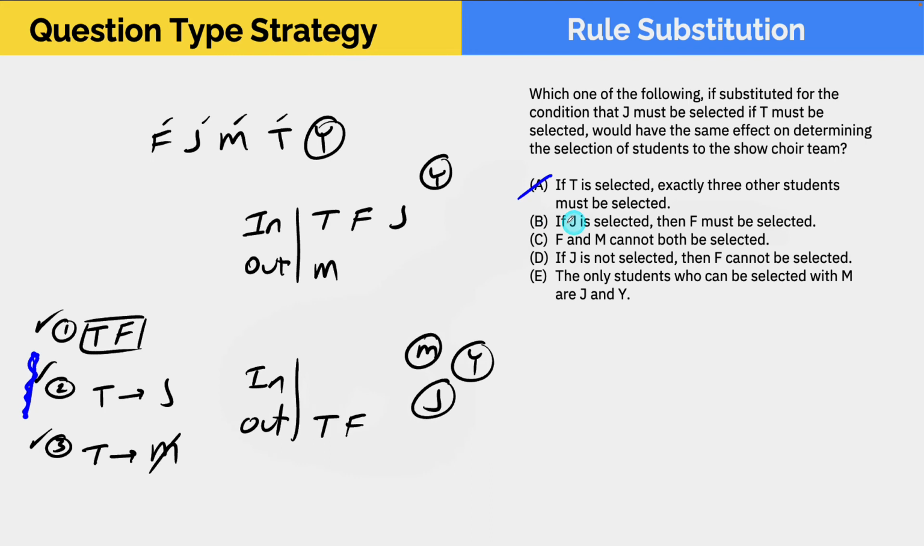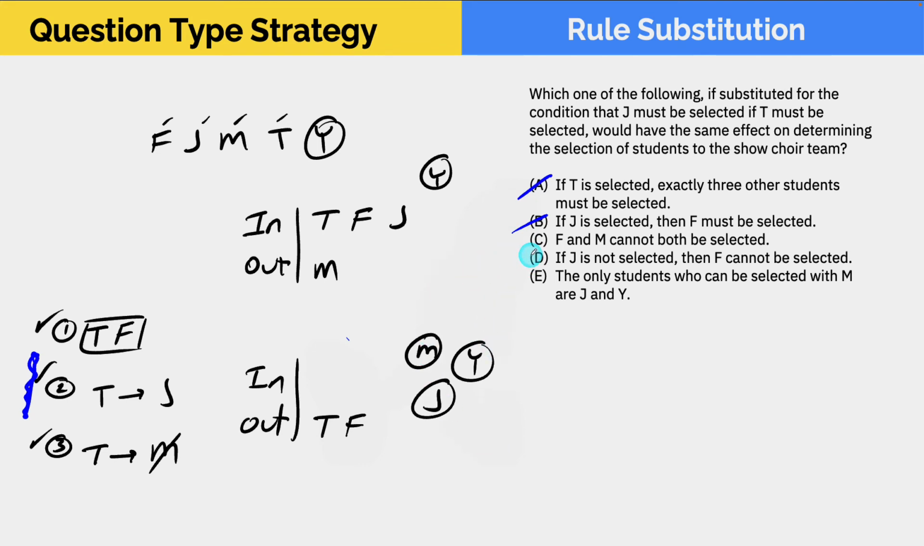Answer choice B says if J is selected, then F must be selected. But do you see how in the second world you could put J in and F out? So B is saying something that wasn't necessarily true under the original rules, and so it's wrong. Answer choice C says F and M cannot both be selected, so you can't put both of them in at the same time. And that was true under the original rules, right? Here, you don't have both of them in, and over here, the F is already out, so you can't put both of them in. So it passes the first criteria.